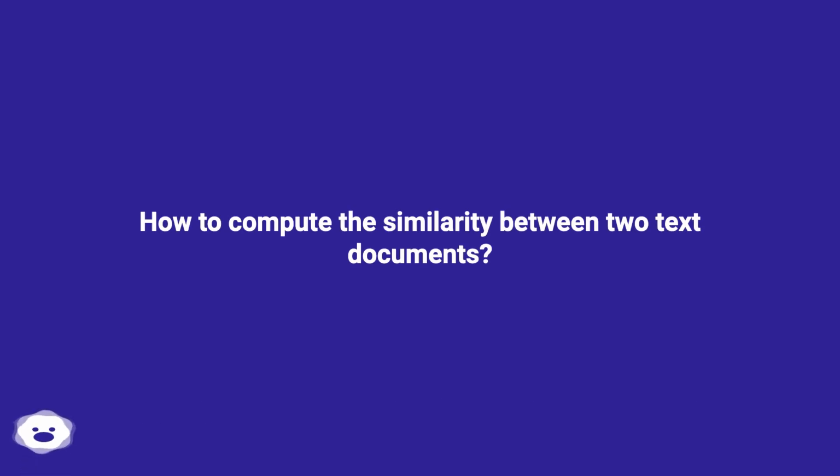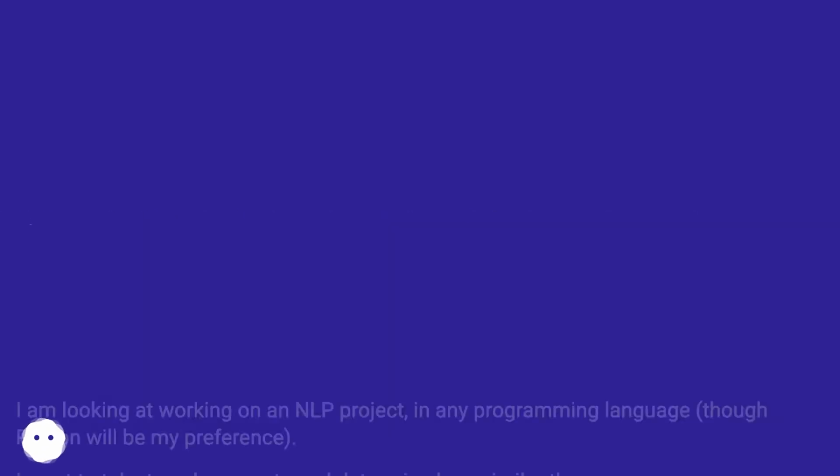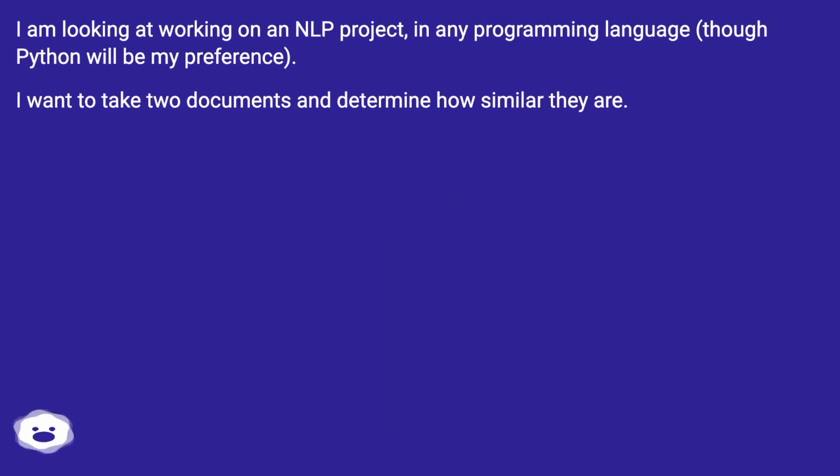How to compute the similarity between two text documents. I am looking at working on an NLP project, in any programming language, though Python will be my preference. I want to take two documents and determine how similar they are.